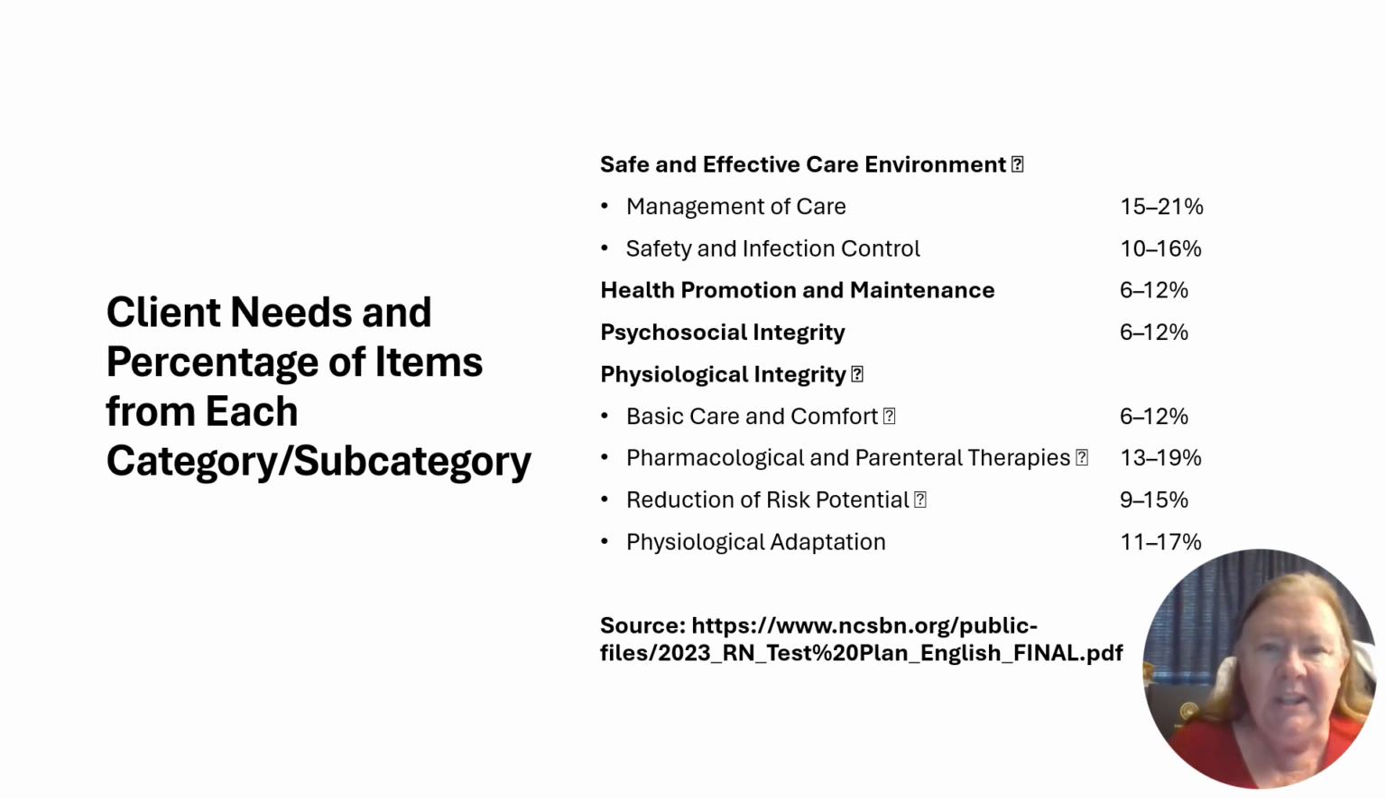The category that I'm covering today is basic care and comfort, which is 6 to 12%. I will cover other categories and let you know what they are, just to give you an idea so you can relate to the importance of each category and where they stand with your NCLEX and what you can expect as far as priority. Okay.